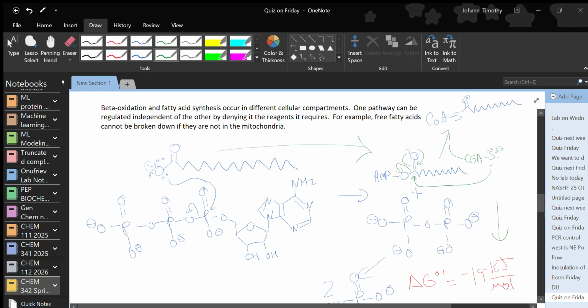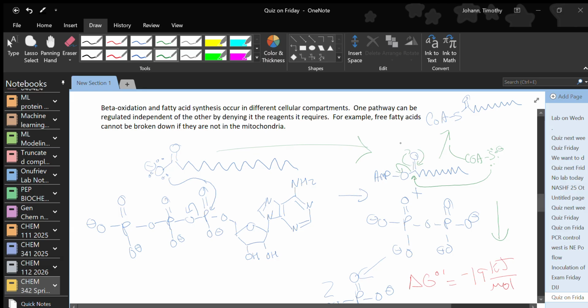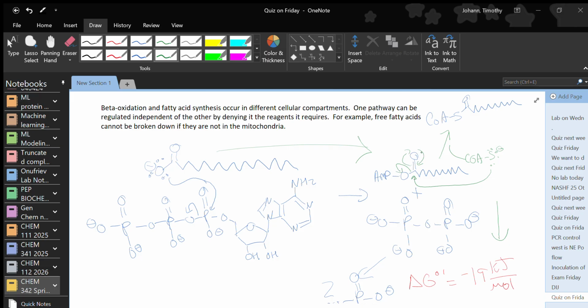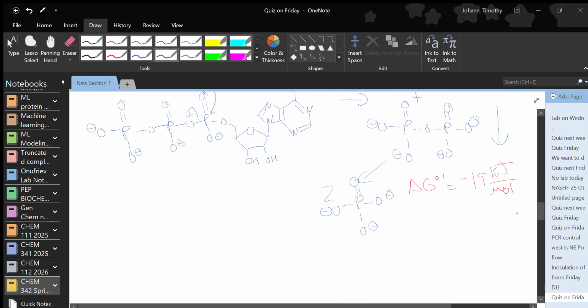Why do we care? How many ATP? This is how we're prepping this to move from the cytosol into the mitochondria. How many ATP does it cost? Two, because we have two phosphates. We go from ATP to AMP. It's two ATPs' worth of energy. I'm going to count that as two ATP equivalents.